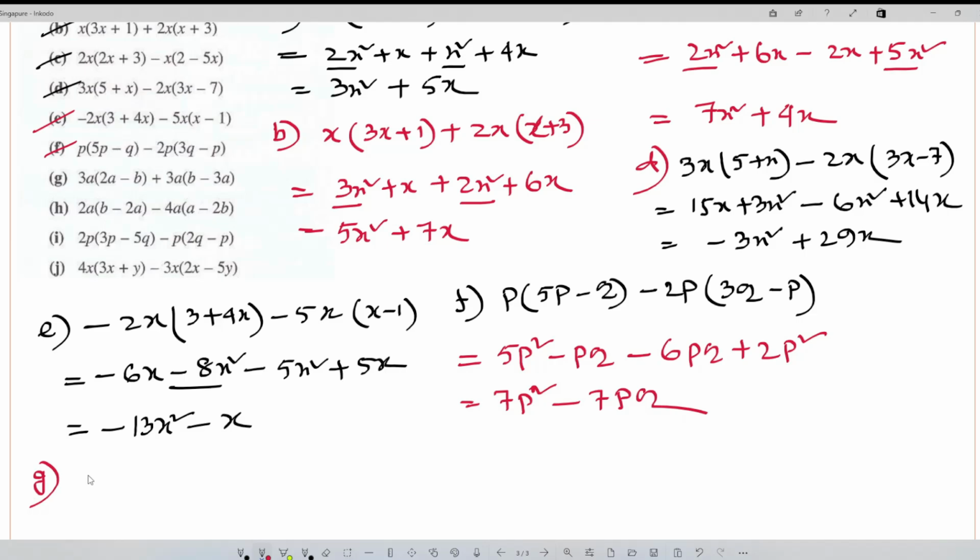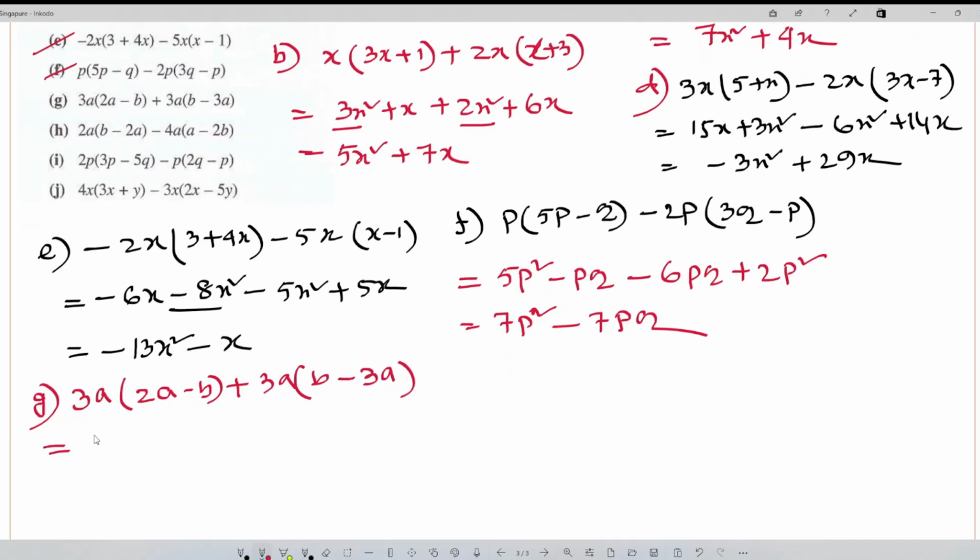Then number G: 3a times (2a - b) plus 3a times (b - 3a), right? So 6a² - 3ab + 3ab - 9a². So we can write 6a² - 9a², which means -3a², and -3ab and +3ab cancel out. So the answer is only -3a².